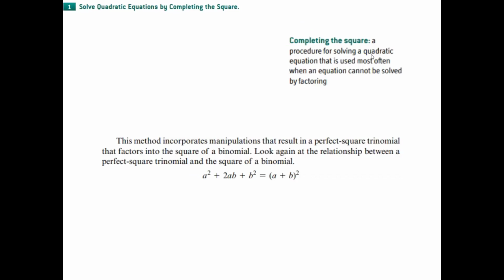That's a procedure for solving a quadratic equation that is used most often when a quadratic equation cannot be solved by factoring. Right? So this method incorporates manipulations that result in a perfect square trinomial that factors into the square of a binomial. Look again at the relation between a perfect square trinomial and the square of a binomial. That's the formula. Remember?